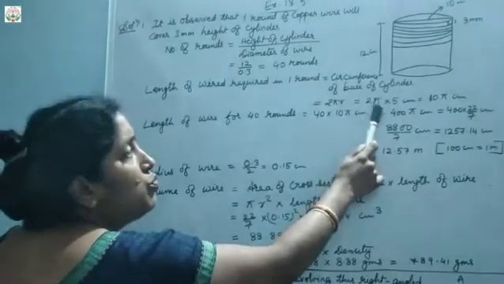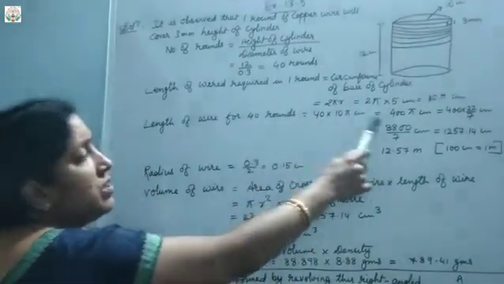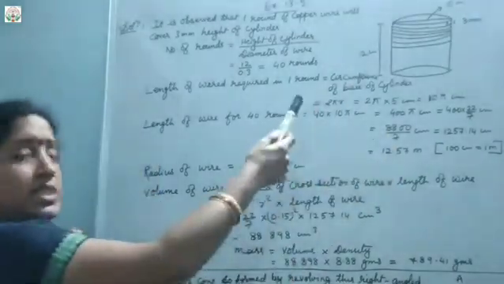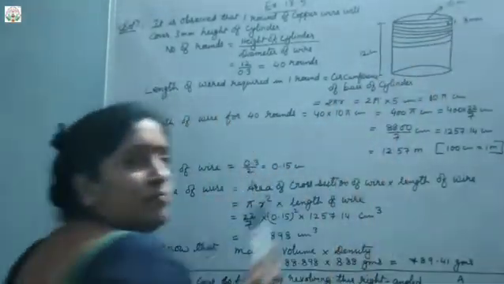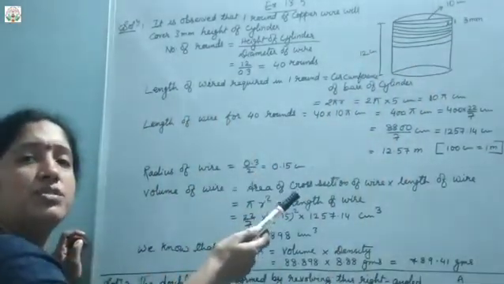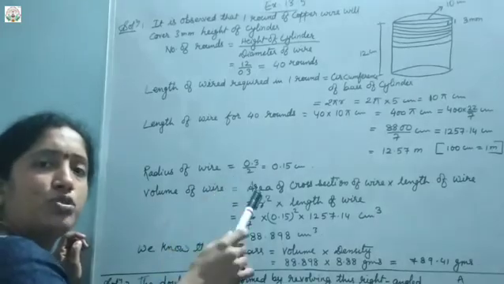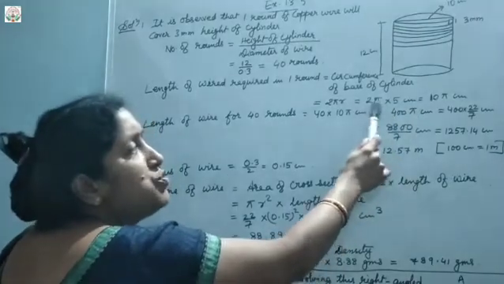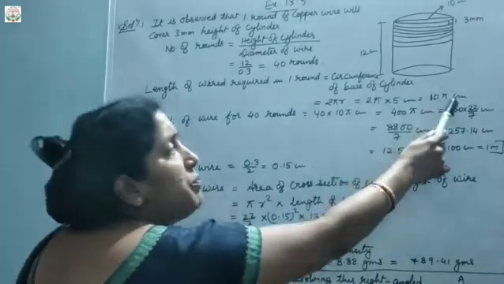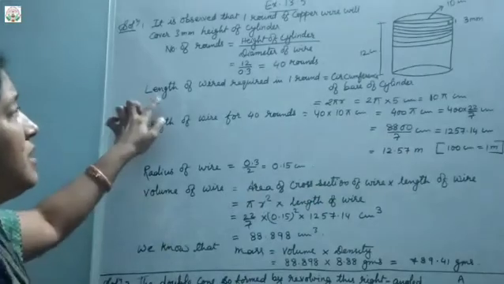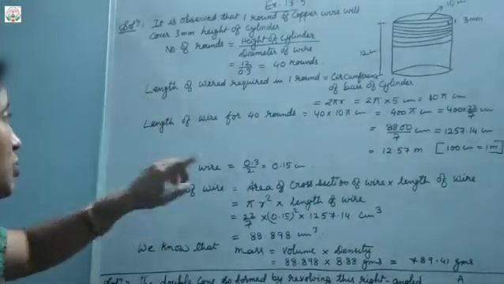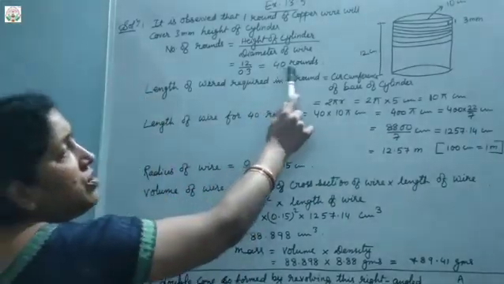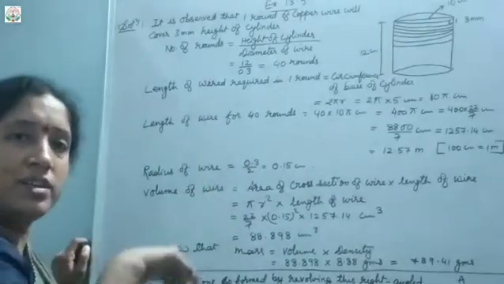That is equal to 2 pi into r, where r is 5, because the diameter is 10 cm, so the radius is half of it, that is 10 upon 2 equals 5 cm. On multiplying 5 into 2, you will get 10 pi. So that is the length of the wire for one round. How many rounds are there? 40 rounds to cover the cylinder.